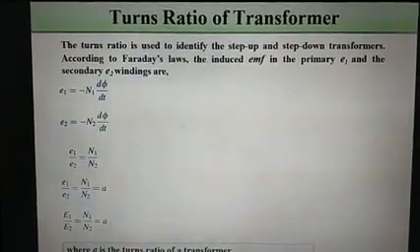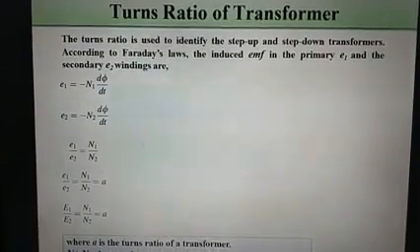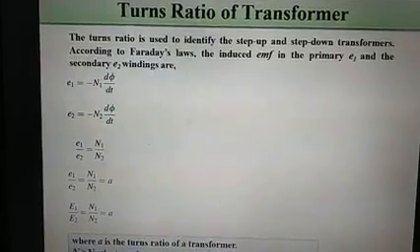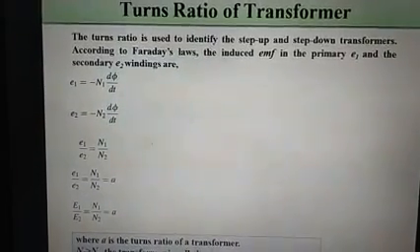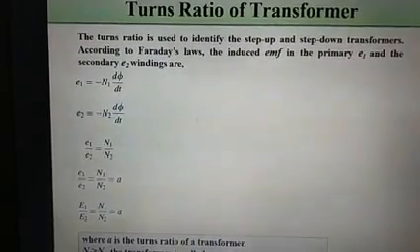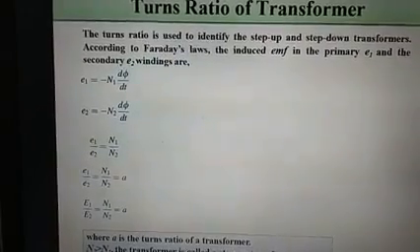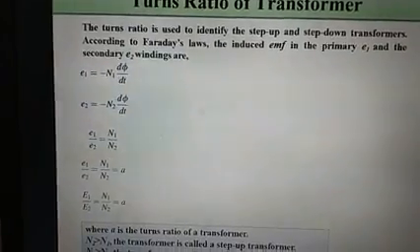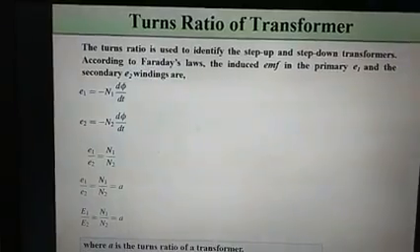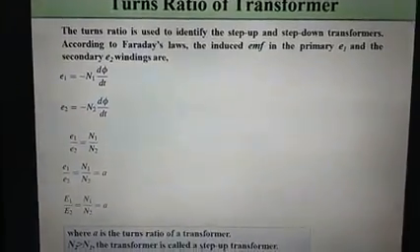Turns ratio of transformer. The turns ratio is used to identify the step up and step down transformers. According to Faraday's laws, the induced EMF in the primary E1 and the secondary E2 windings are E1 is equal to minus N1 d phi by dt and E2 is equal to minus N2 d phi by dt, as we used in the EMF equation of transformer. So by this we can get E1 by E2 is equal to N1 by N2.